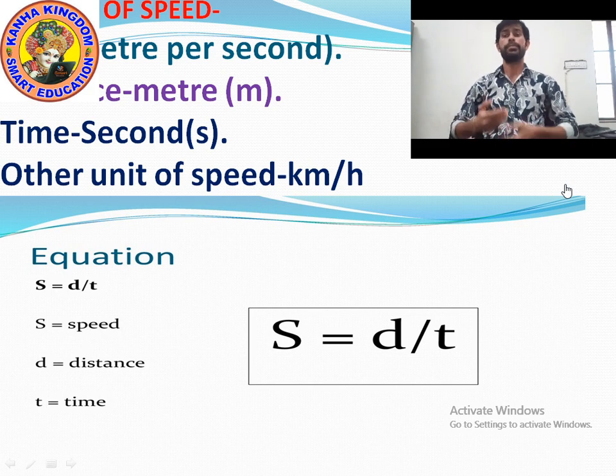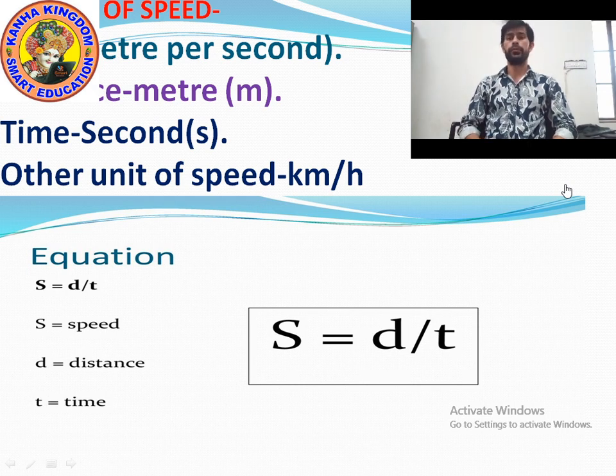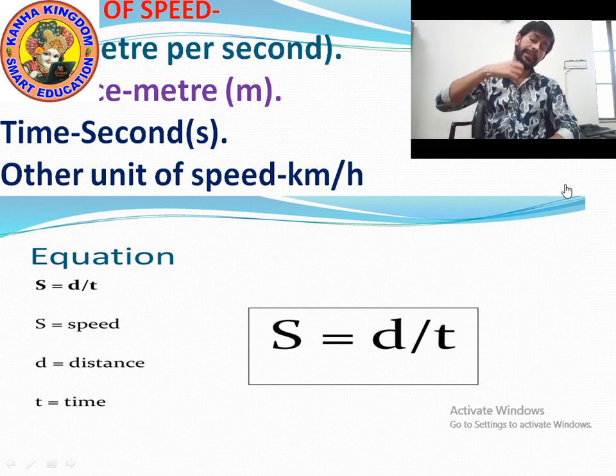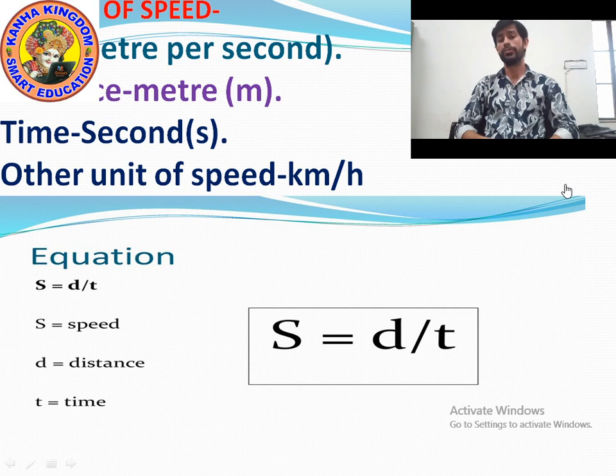Okay, now let's discuss something more about speed. What is the SI unit of speed? The unit of speed is meter per second. I know that in daily life we generally use kilometer per hour. We used to say that today I was riding a bike with the speed of 90 kilometer per hour, 80 kilometer per hour, 50 kilometer per hour. But the actual SI unit, the standard unit, is meter per second.